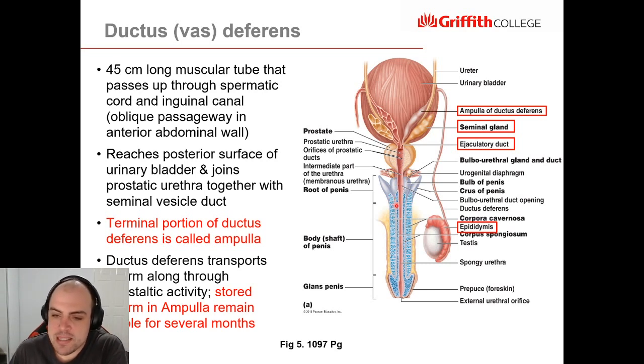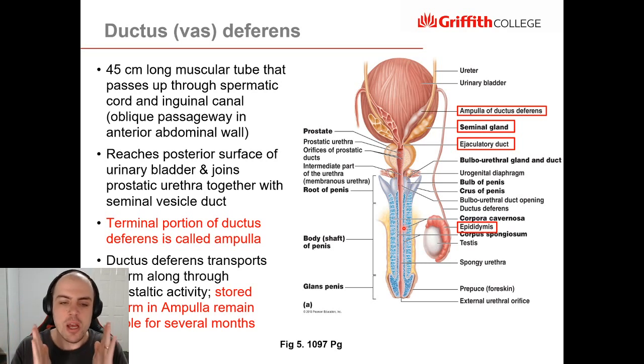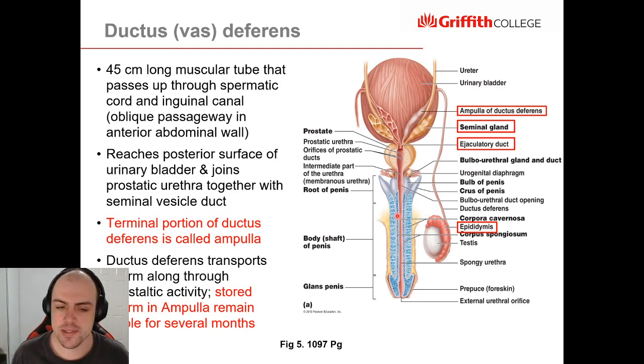What we instead have is this corpus spongiosum here. And what this does is it will also engorge with blood and will kind of firm up and make the urethra more rigid. So it ensures that during an erection the urethra doesn't collapse. It doesn't sort of shunt and block itself, if that makes sense.